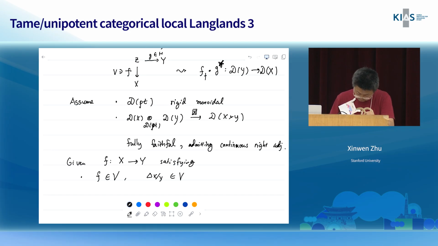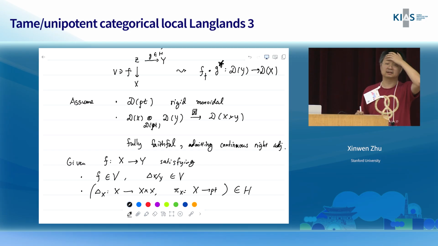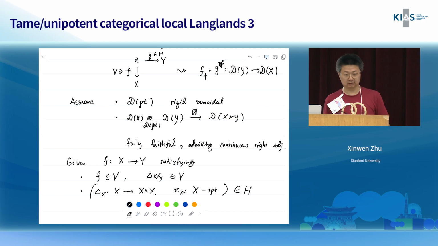The second assumption is that the diagonal of X itself and the structure map are both in H, which means you can pull back along the diagonal of X and along the map to a point. So in fact, once you have this condition, as I just mentioned, D(X) has a symmetric monoidal category structure.